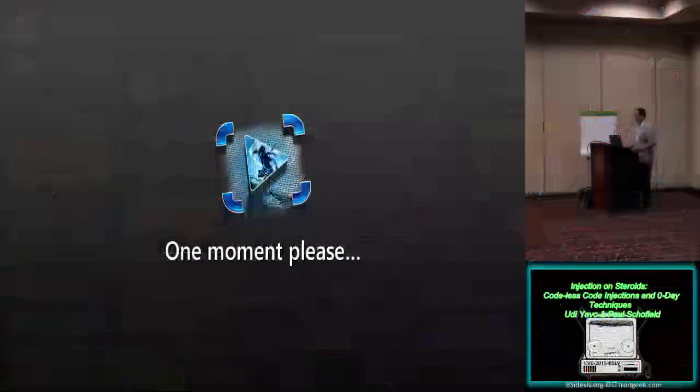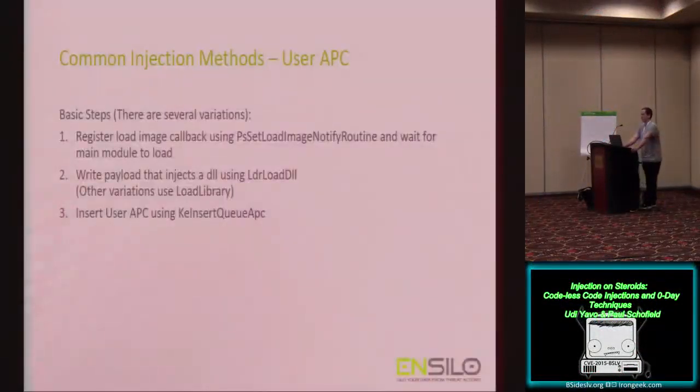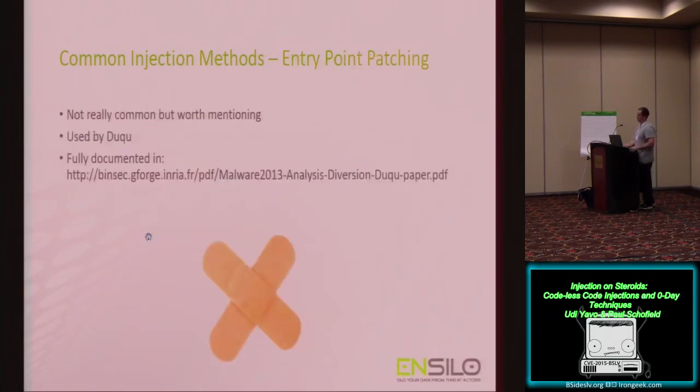It is pretty well documented, and the basic steps to using it is just to wait on the load image notify routine, which gets called each time an image is mapped into the target process. Write some payload into the address space, let's say something that calls LdrLoadDll to inject some DLL or LoadLibrary. There are several variations to it, but the principle is pretty much the same. And then insert an APC using KeInsertQueueApc. Code for this method can be found on the internet relatively easily, so there's no need to elaborate here.